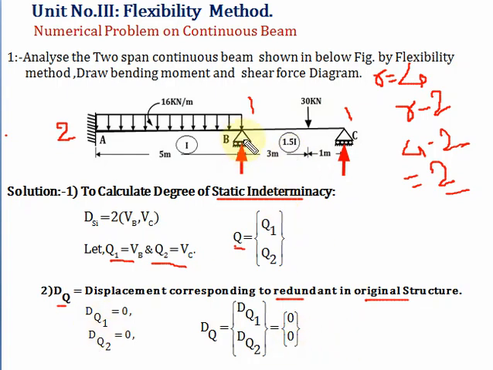Now if at support B there is a spring support or if there is a sinking of support given, then this DQ will come into the picture. So in the given problem at support B as well as at support C, there is no spring support. Also the sinking of support at B and C are not given. So DQ1 and DQ2 will be equal to 0. So here the DQ matrix is 0. This will come into the picture when at the unknowns there is a spring support or the sinking of support is given.